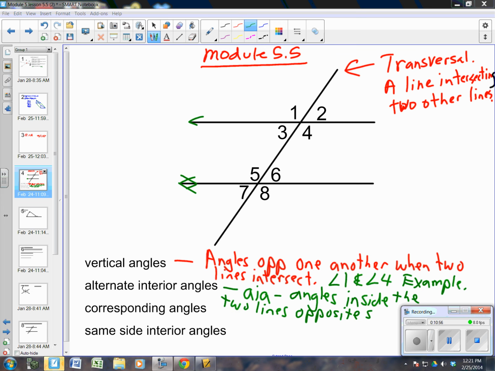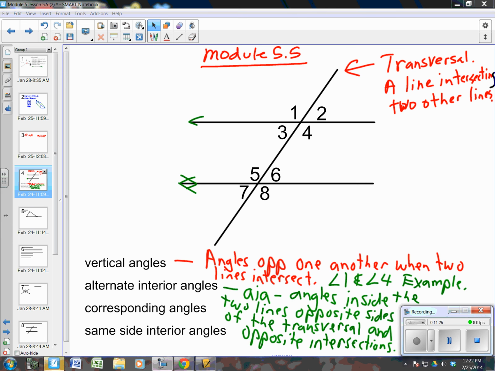Let me talk about that in just a second. Opposite sides of the transversal, that was already asked, but I'll answer it again. Opposite sides of the transversal and opposite intersections. This is kind of a long definition. It's more of a description of where they would be, but if given that description, which pair of angles do you think would be alternate interior? 5 and 4, what else? 3 and 6. Those are called alternate interior. So an example, if you want to write these down for alternate interior, would be angle 5 and angle 4.